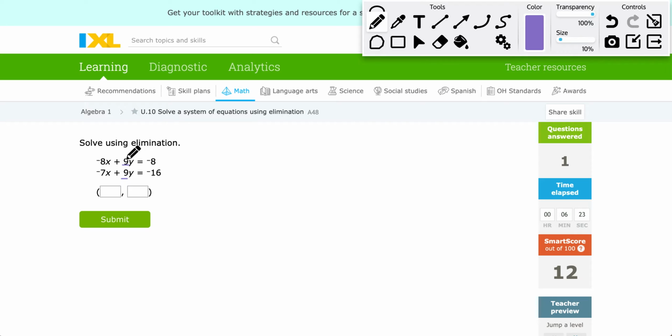Well, if I did 9 plus 9, that'd be 18. That wouldn't go away. But 9 minus 9 would cancel out. So I'm going to use subtraction this time. And I'm going to subtract the entire equations from each other.